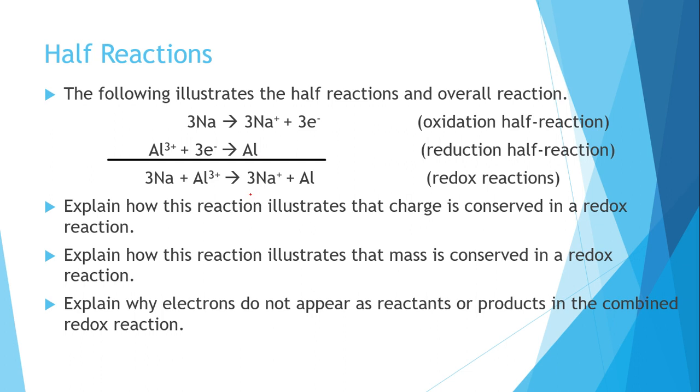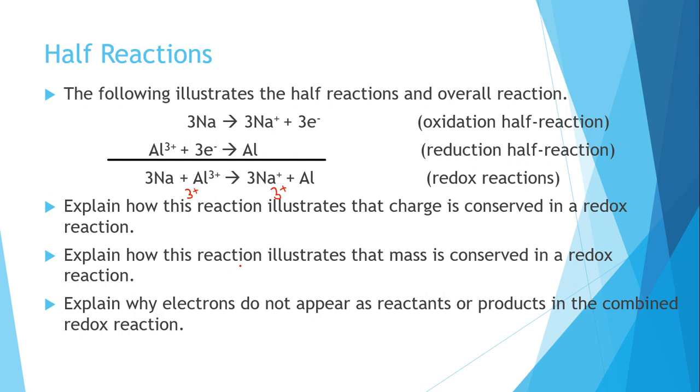These 3 questions I have down below explain the process of why we do this, because of the law of conservation of mass and charge. 1, how does this reaction illustrate that charge is conserved in a redox reaction? We can see that charge is conserved because if we look at the overall reaction, we have a 3 plus charge on the left. Over here on the right, we have a +1, but there's 3 of them, so we have a 3 plus on the right. Notice that my charge is equal, so that's what I mean by charge is conserved.